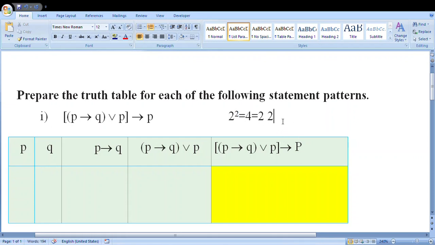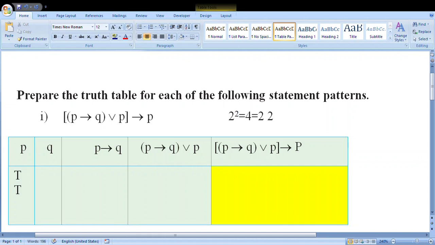Half part consists of T, half part is F. That means the value of P is T, T, F, F. Now the value of Q.